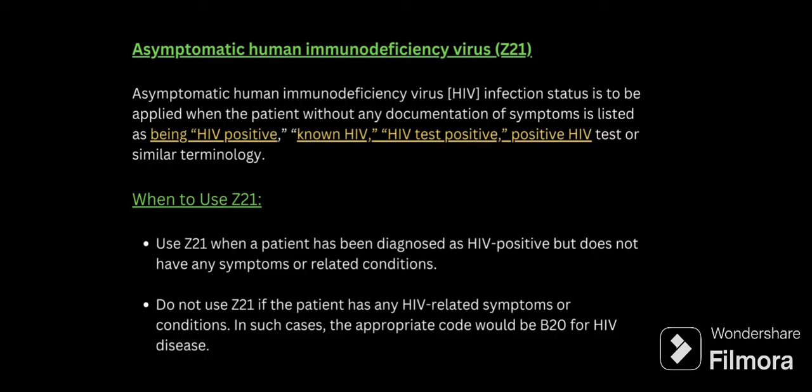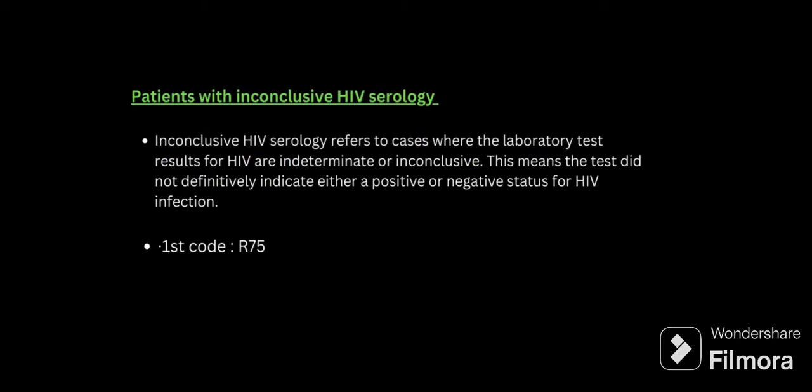Next one, asymptomatic HIV. Asymptomatic means what? Absence of symptoms. In this case, asymptomatic HIV is otherwise known as being HIV positive, known HIV, HIV test positive or positive HIV test. Any of these words can be used to mention that it is asymptomatic. In asymptomatic, we will be coding Z21.